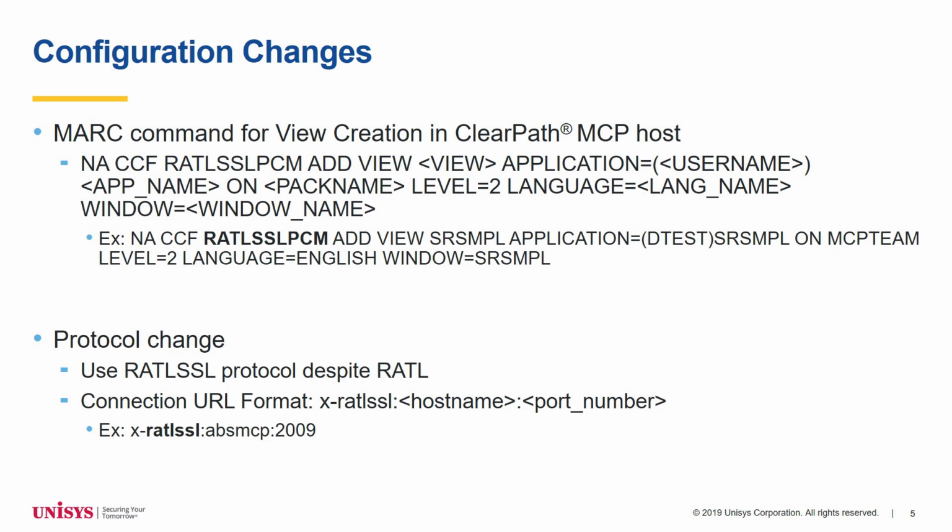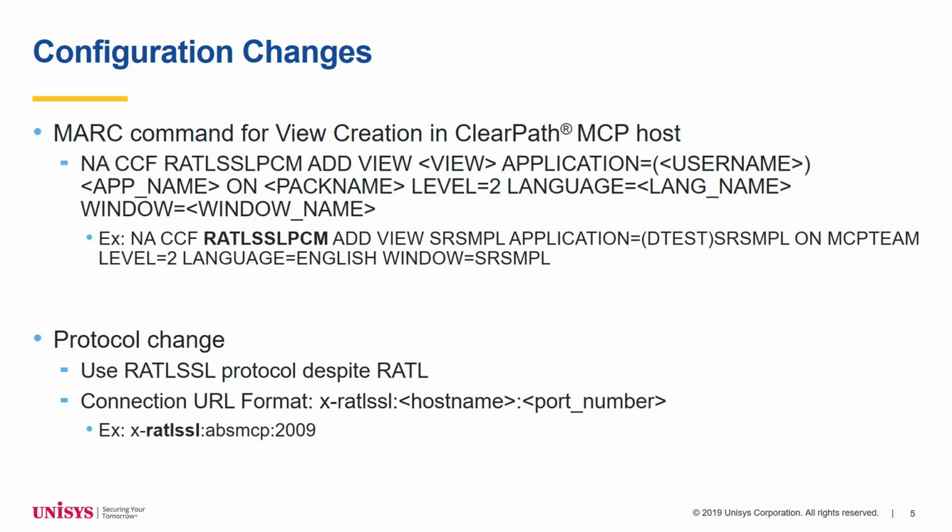With respect to the protocol change in CE client, usually we specify the connection URL as x-ratl, hostname, protocol. Here ratl is a keyword to connect to the client with the RATL protocol. Now we have to change the keyword to RATL SSL. So based on this keyword, the respective protocol will be picked up in the backend and processed further to establish a connection.